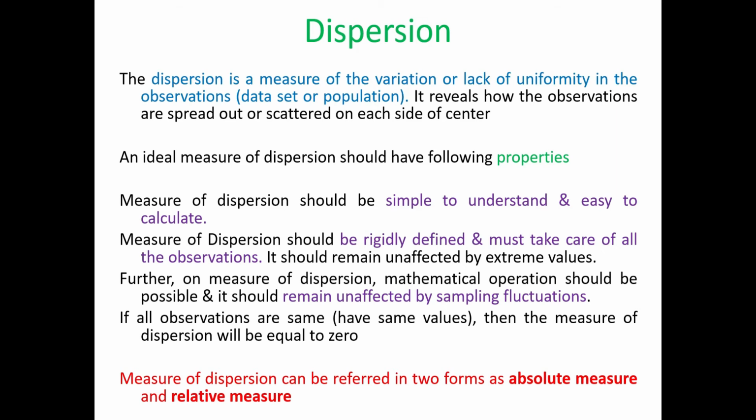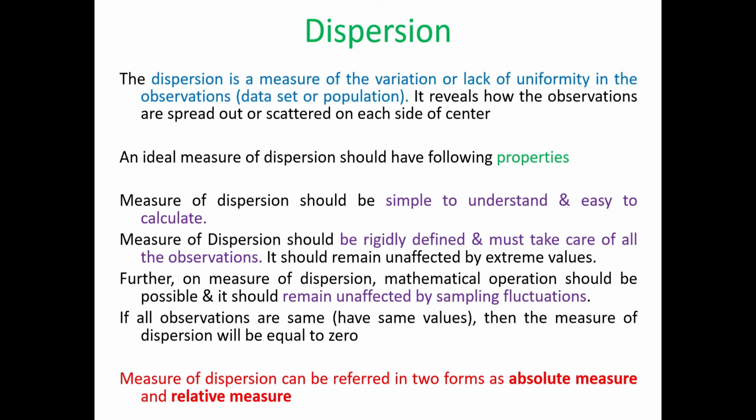While we are calculating dispersion, it should have the following properties. One, it should be very simple, easy to understand and easy to calculate. It should be easily defined and must take care of all the observations. It must remain unaffected by extreme values. Further, mathematical operations on the measure of dispersion should also be possible. It should remain unaffected by sampling fluctuation. That measure of dispersion we should use. If all observations are the same, dispersion is zero, so there is no variability.